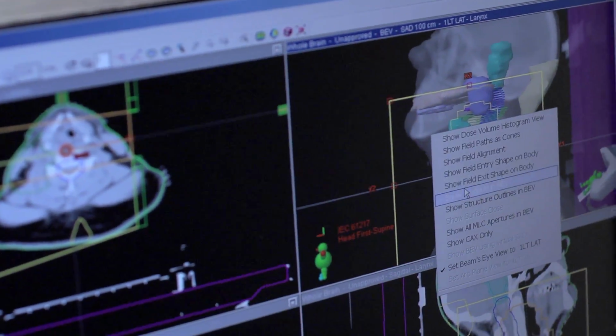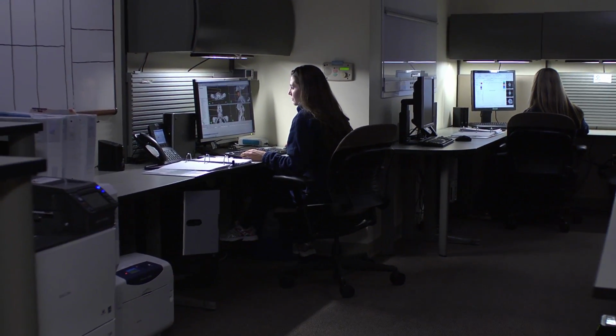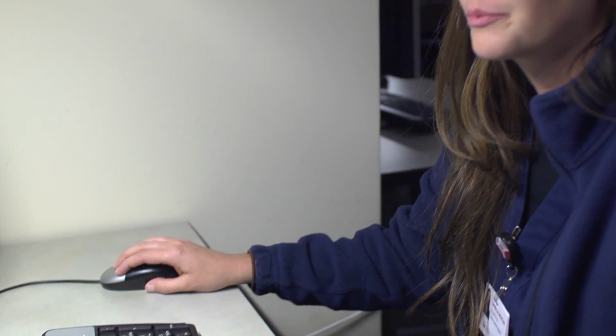It could be anywhere from a few days to 10 days. Each plan is customized for each patient. And then once the plan is complete, there are second checks that need to be done and quality assurance to ensure the safety of the patient.